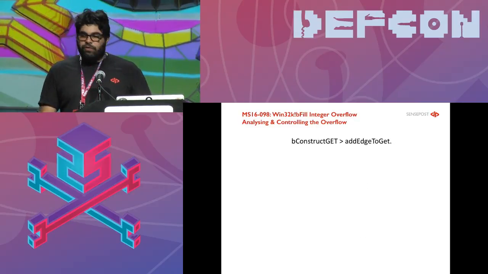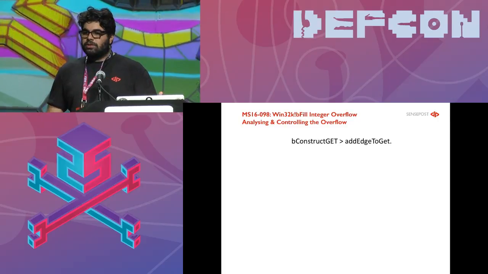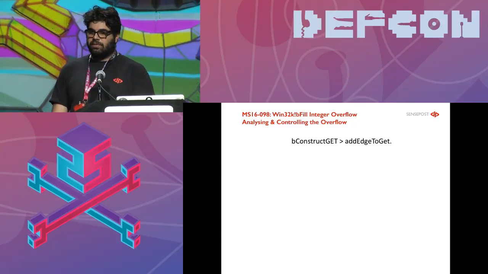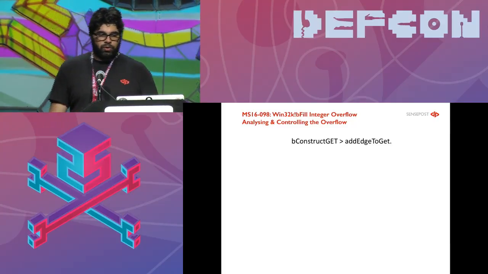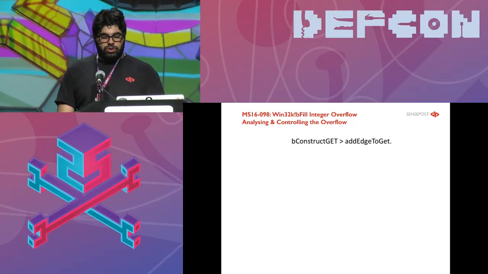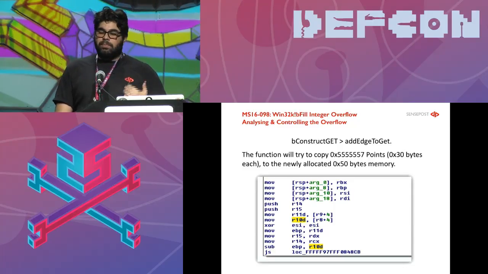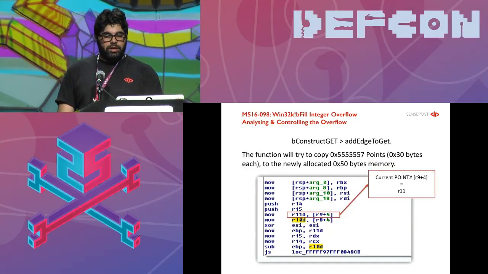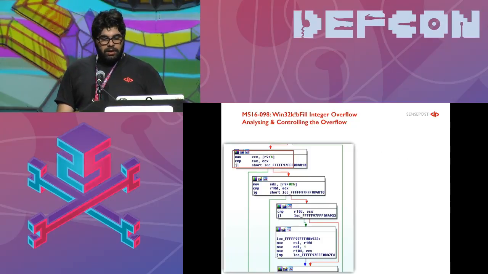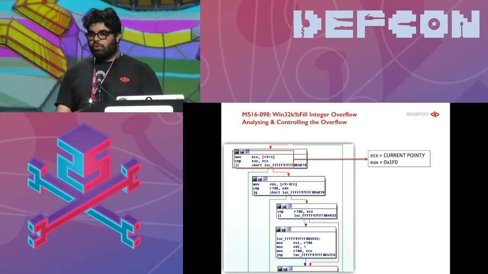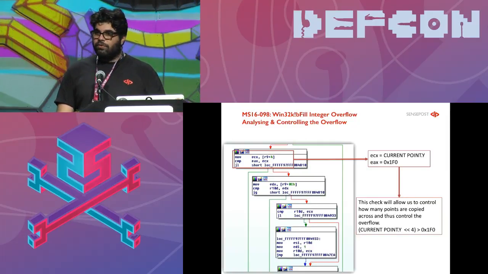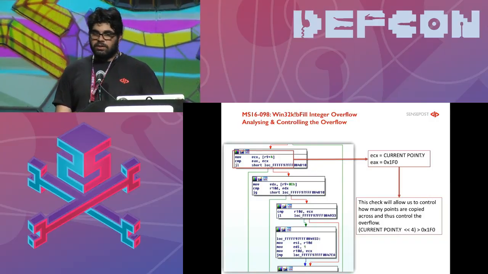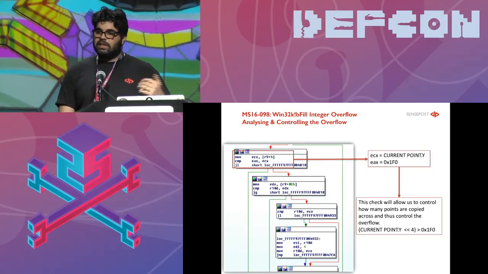So we needed to control the overflow, since if we overwrite this large number of points into a small allocation size, it will actually blue screen the system faster than we can do anything. The function responsible for copying points is bConstructGET, and it calls AddEdgeToGET. This function will actually cast the previous point.y to R10 and the current point.y to R11. Then it will check the current point.y against a certain value, which on my system was 1F0, and it proved to be working on all systems. Now this value is actually a value shifted by 4, so the current point.y will be shifted by 4 and then compared to this value. If the comparison results in a value more than 1F0, then it will not copy the point. If it's less, then it will copy the point.